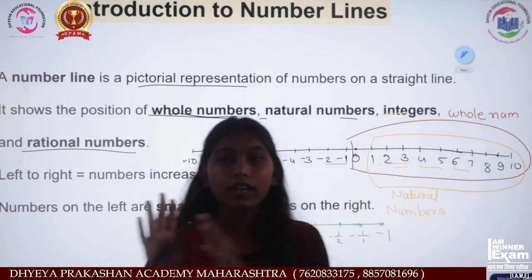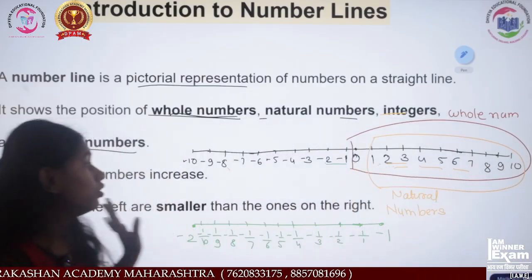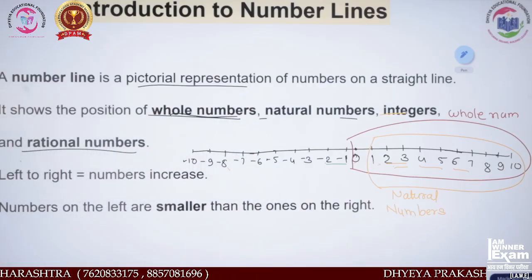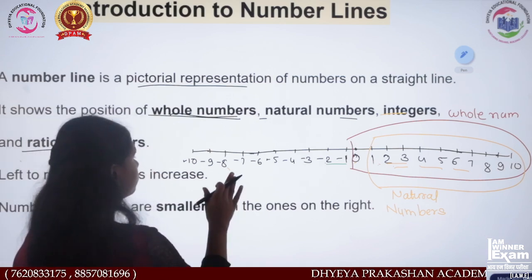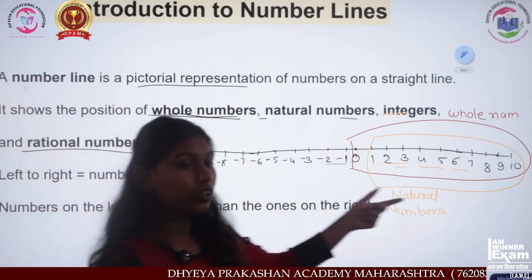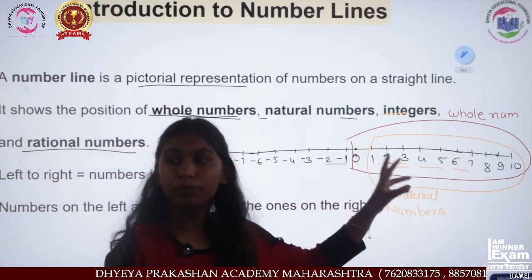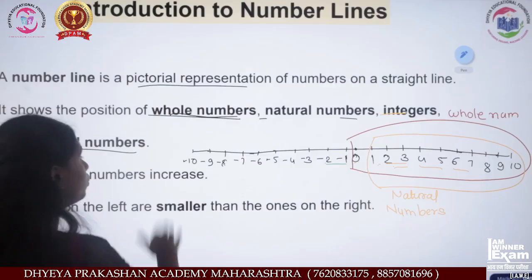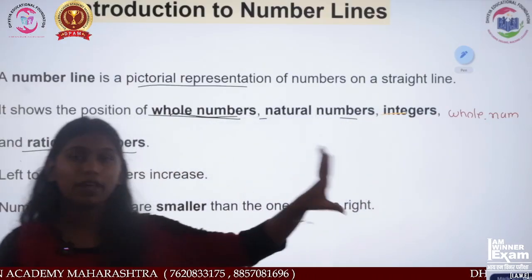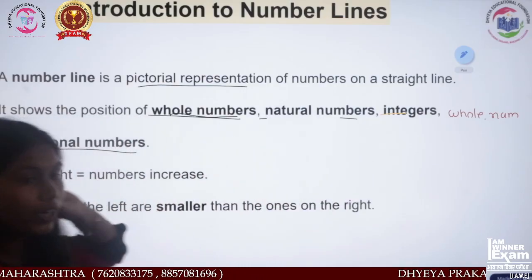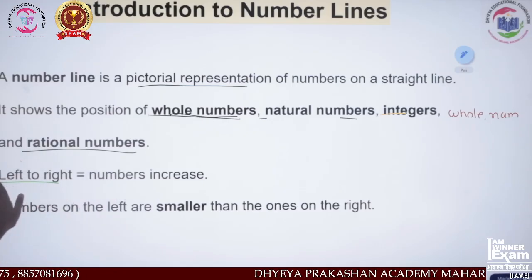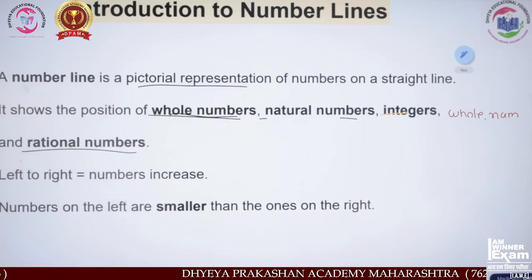Now you can write numbers up to any number you want. So this is the example up to 10 numbers only. Now you can take up to 100 or 5 or 15, any numbers. You can write the same like this. Then, from left to right, the number increases.